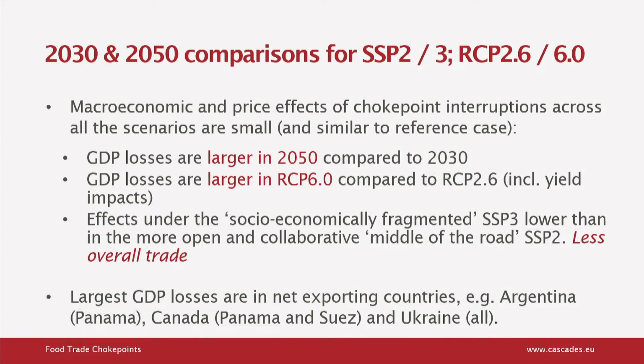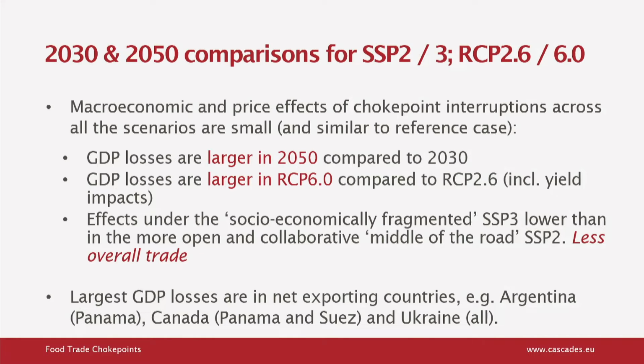I mentioned that we looked at several different scenarios, so just to briefly cover how the impacts change between the different RCPs and SSPs and the different time horizons. Generally, across all of the scenarios, the impacts are quite small in terms of price impacts, and quite similar to the reference case I've just outlined. But in terms of economic impacts, they're generally larger in 2050 compared with 2030. And they're generally higher under the high climate forcing RCP6 scenario compared with the more climate benign 2.6 scenario. And that obviously includes yield impacts from production, as well as the trade impacts.